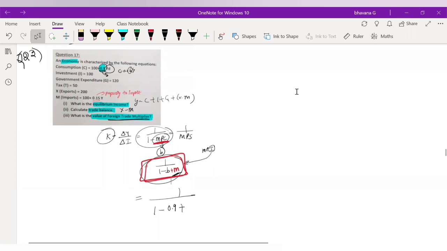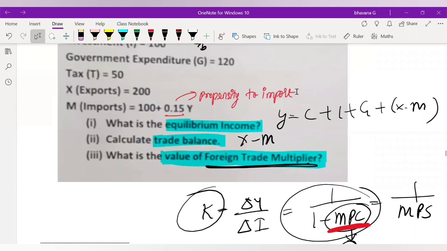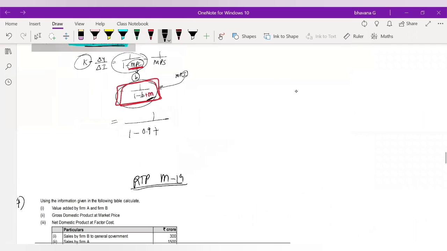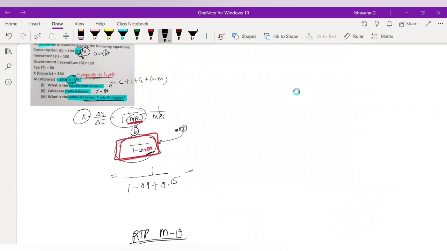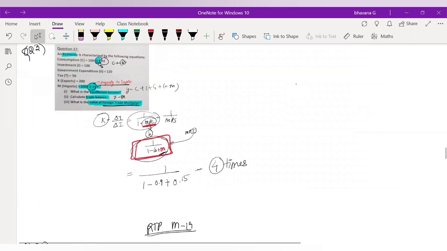M is the marginal propensity to import. In your import formula, you have 100 plus 0.15Y. So the 0.15 here is nothing but your marginal propensity to import. I hope you understood where I picked the values from. If you do this, you will get an answer of 4. So your foreign trade multiplier is 4 times. Please remember this, the value of the foreign trade multiplier is a different aspect in this.